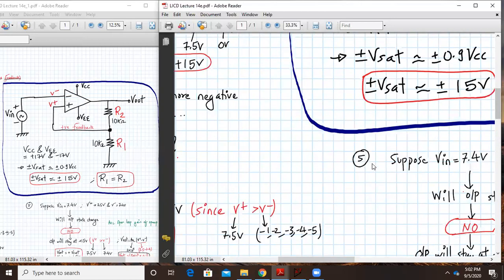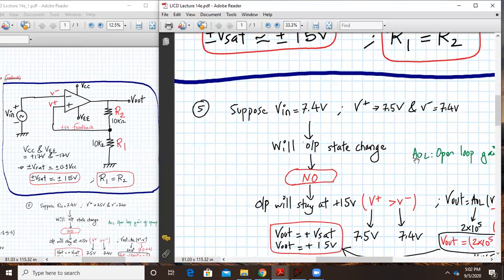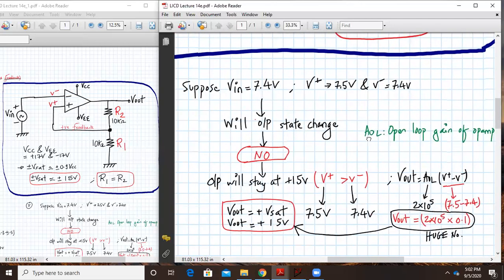Okay. So next we'll go into case number 5. What this means is, let's say that V in goes from 7 volts to 7.4 volts. Will the output state change? No. It will remain at plus 15. Why? Because still my V plus is greater than V minus.